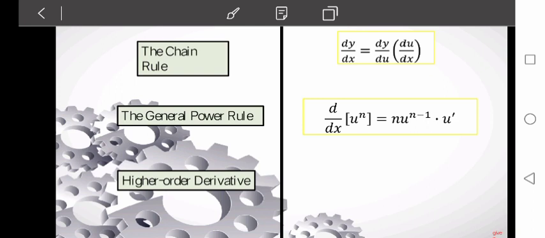We have also the higher order derivative, that is the successive differentiation. Ibig sabihin, hindi lang yung first derivative ang makukuha natin, but we can get second derivative out of first derivative, we can get third derivative out of second derivative, so on and so forth. And the last one is the implicit differentiation. So review muna tayo sa implicit differentiation.